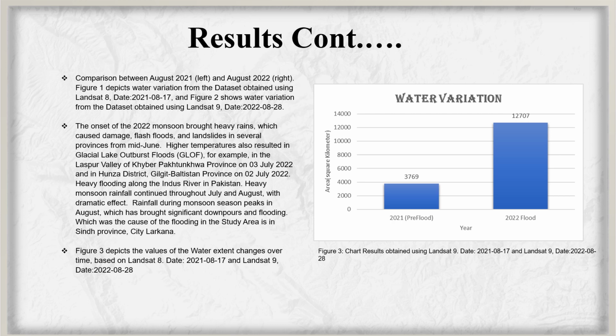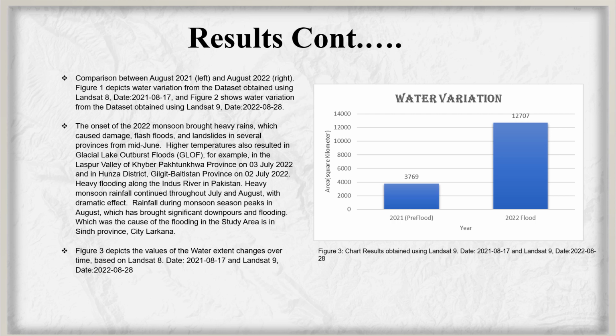Comparison between August 2021 left and August 2022 right. In the previous slide, Figure 1 depicts water variation from datasets obtained using Landsat 8 in August of 2021, and Figure 2 depicts water variation from the dataset obtained using Landsat 9 in August of 2022.